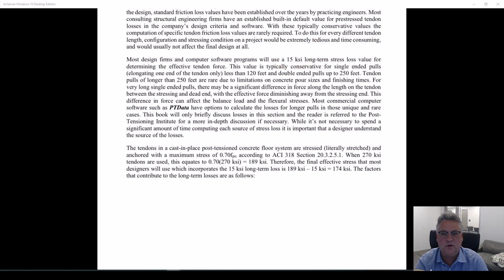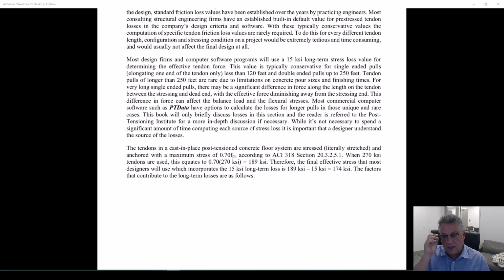No explanation, just that's built into the program because we've all been doing this enough. And if you stick within the parameters of not going too far on a single-ended pull, like not going more than 120 feet on a single-ended pull, or 240 feet on a two-ended pull where you're pulling both sides, first one side, then the other, you should be at 15 KSI or less. You're probably going to be about 12 KSI. That's the typical kind of worst case scenario. So we build in a 15 KSI assumed loss for these things that we're going to talk about.